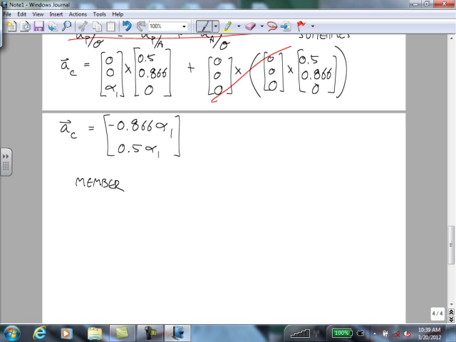Okay, so member 2, we're going to use both of those equations this time. Since A is the center of mass, we're going to have the acceleration of C relative to the origin is equal to the acceleration of C relative to the center of mass plus the acceleration of the center of mass relative to the origin. Okay.